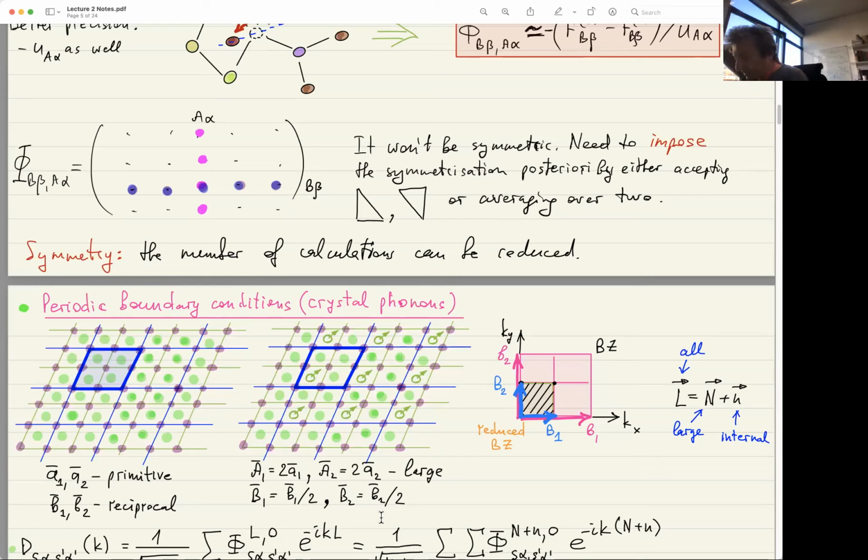So we now need to discuss what is the interrelation between the primitive cell and extended cell, supercell, on the one hand in the direct space, and the Brillouin zones in the reciprocal space correspondingly.